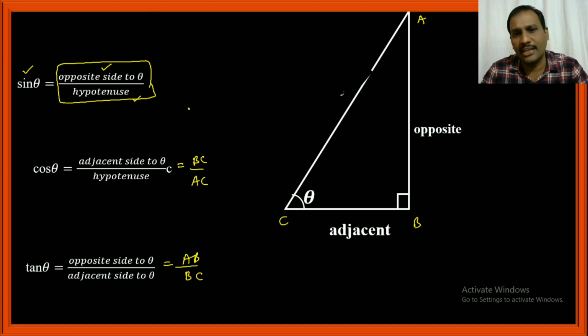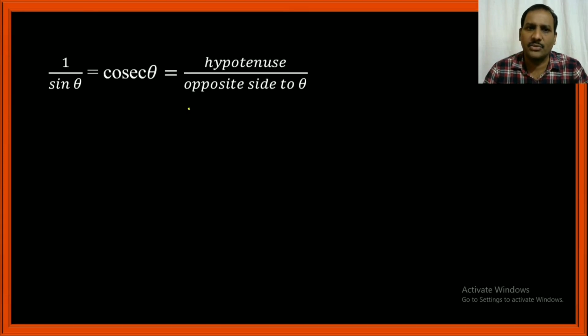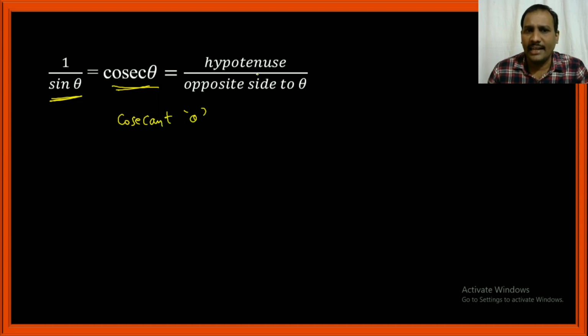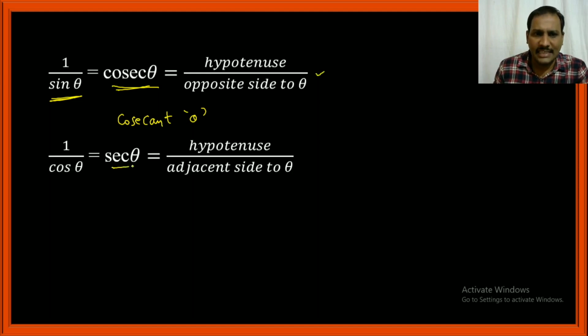We have three more trigonometric ratios, which are the reciprocals of these. That is cosec theta, the full form of which is cosecant theta. That is the reciprocal of sine theta, and it is defined as hypotenuse by the opposite side to theta. The next one is sec theta, the full form is secant theta, the reciprocal of cos theta, defined as hypotenuse by the adjacent side to theta.